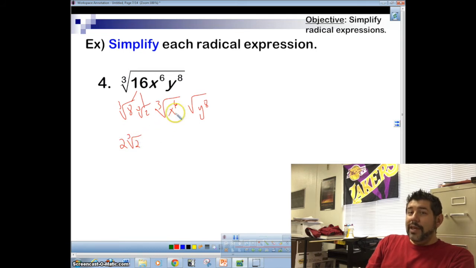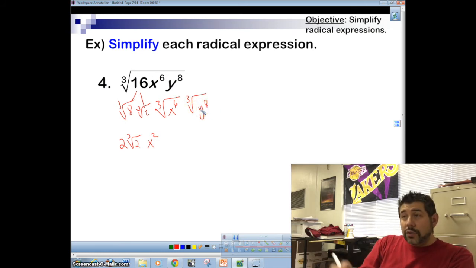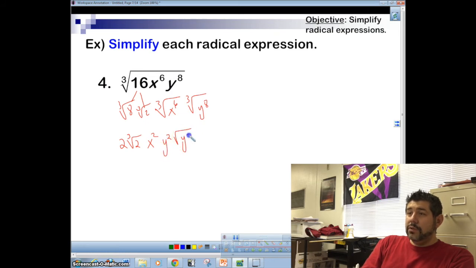The cube root of x to the 6th, we're going to divide. 3 goes into 6 2 times, so that comes out. 3 goes into 8 2 times with a remainder of 2. And we're left with 2x squared, y squared, cube root of 2y squared.